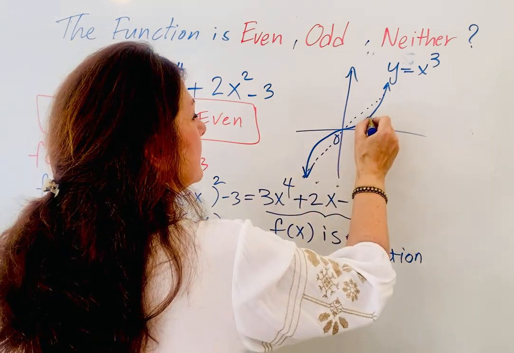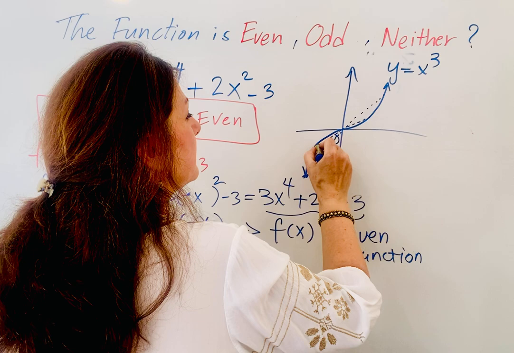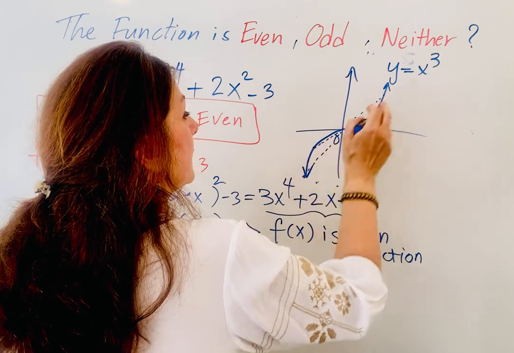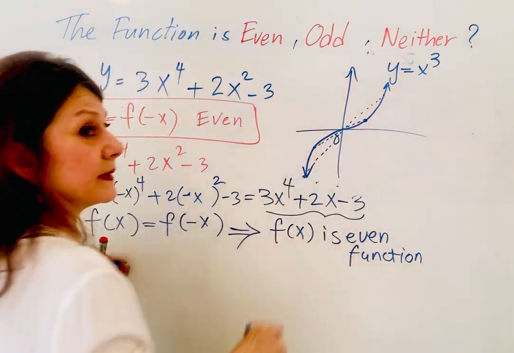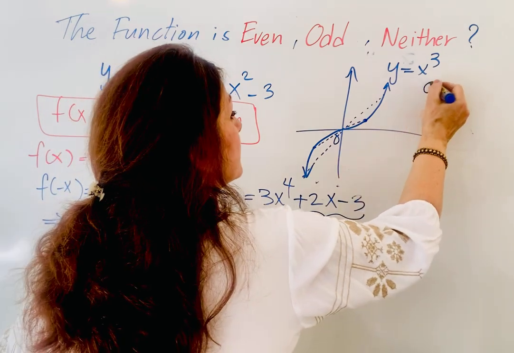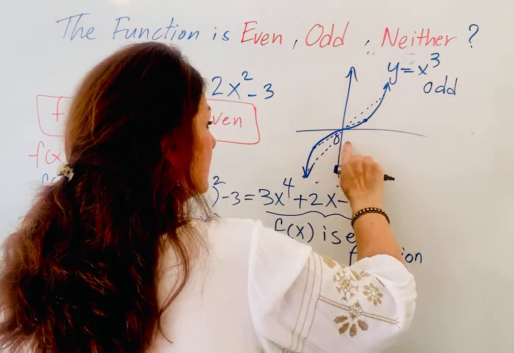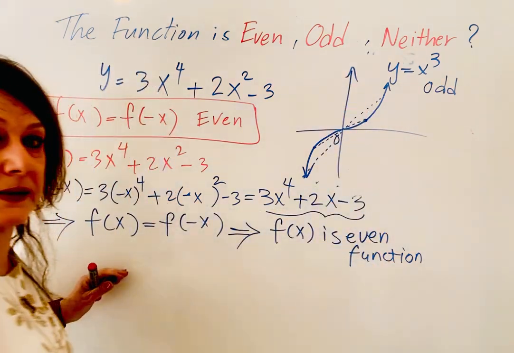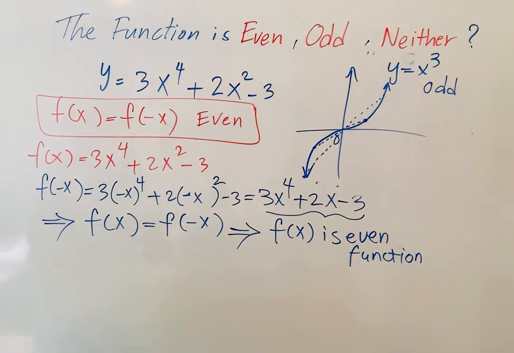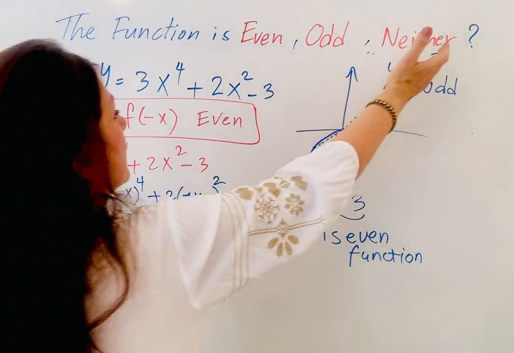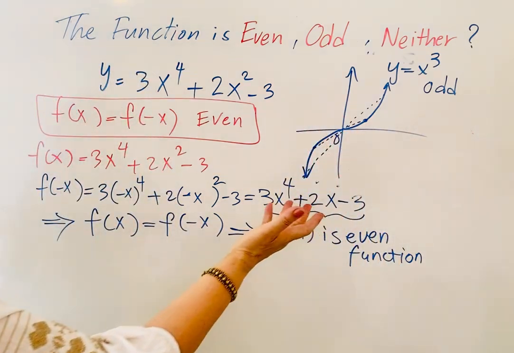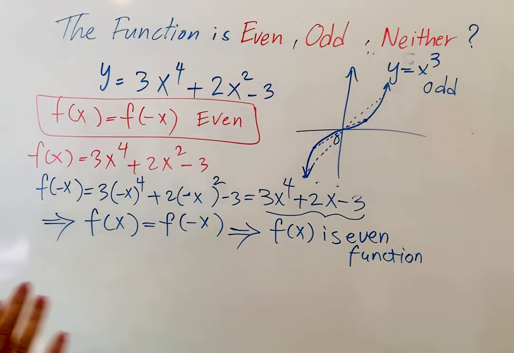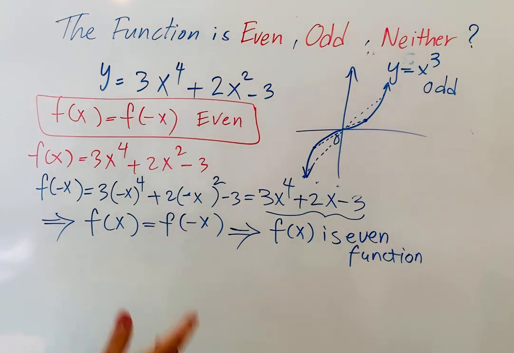The same distance. But not to the y-axis. This is an odd function. An odd function is symmetric to one point, not to the y-axis. And if this is neither one, it is not symmetric to the y-axis, not to the origin, nowhere, it just goes differently. They say neither one.